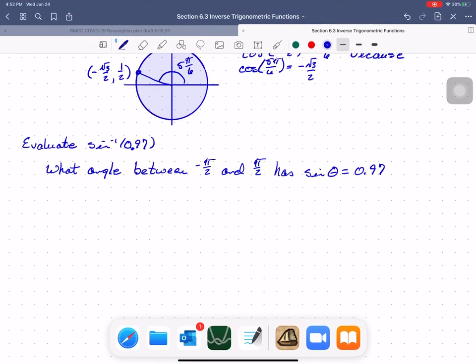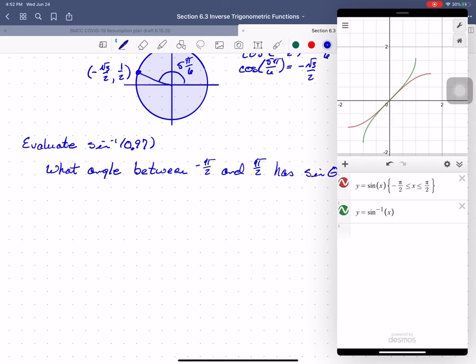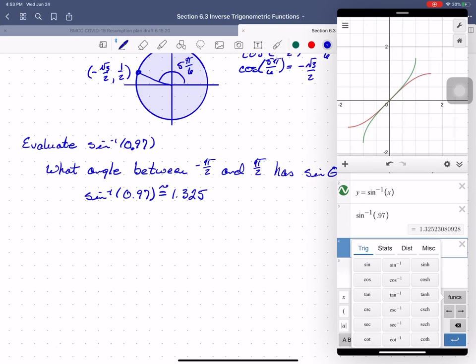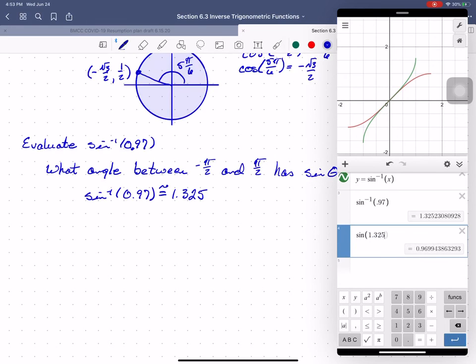And what you do is you go to Desmos and you ask Desmos to give you the inverse sine of 0.97. And Desmos gives you 1.325. So that means that the inverse sine of 0.97 equals 1.325. Now that's actually an approximately equals. And in fact, if I take the sine of 1.325, I don't quite get 0.97.